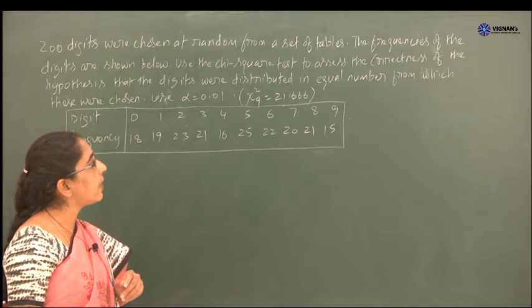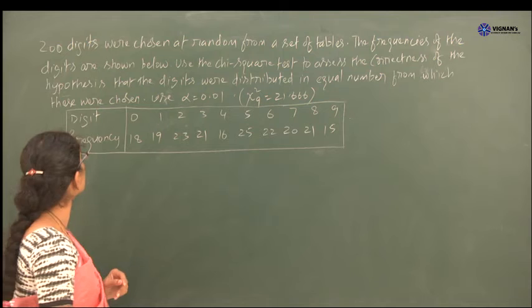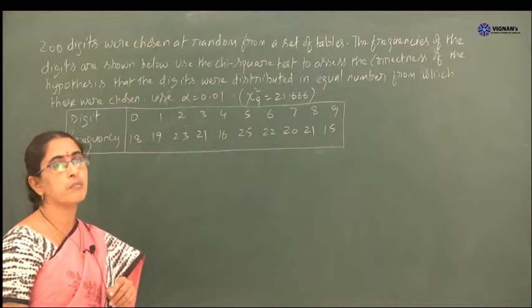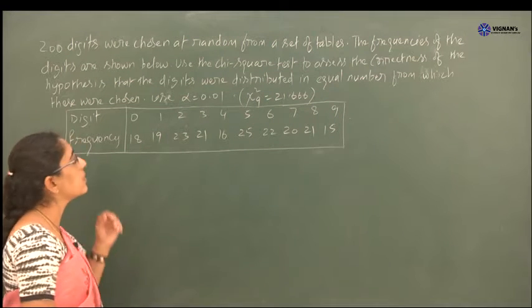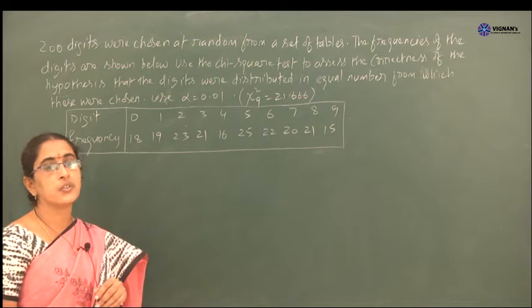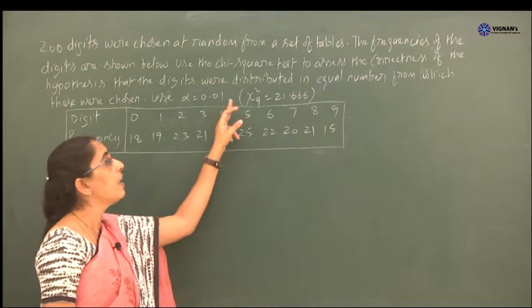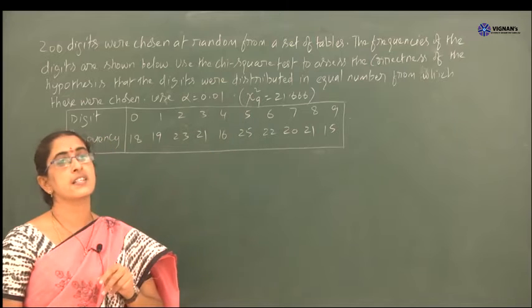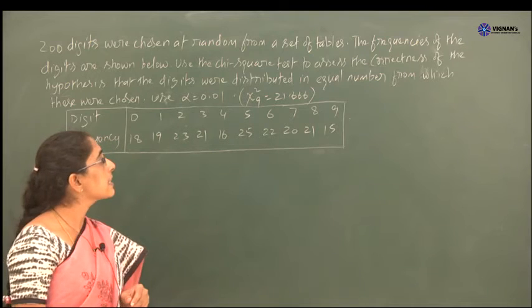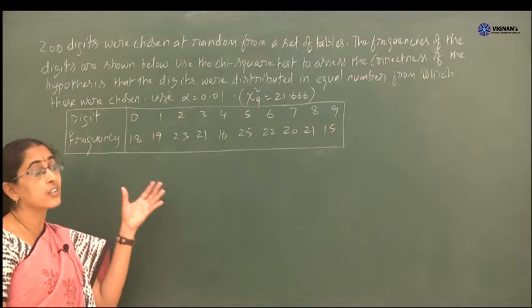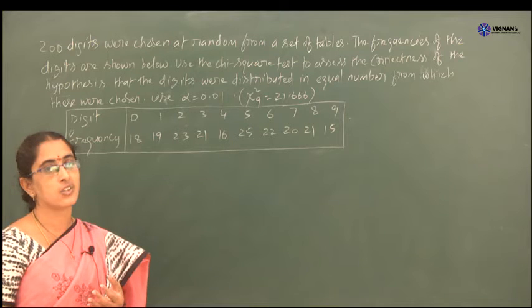Now use the chi-square test to assess the correctness of the hypothesis that the digits were distributed in equal number from which these were chosen. They asked you to test the hypothesis at 0.01 level of significance, and the tabulated value for 9 degrees is 21.666. Okay.